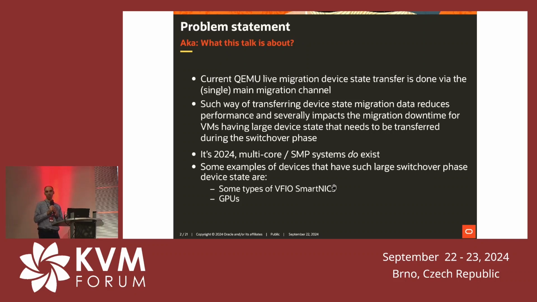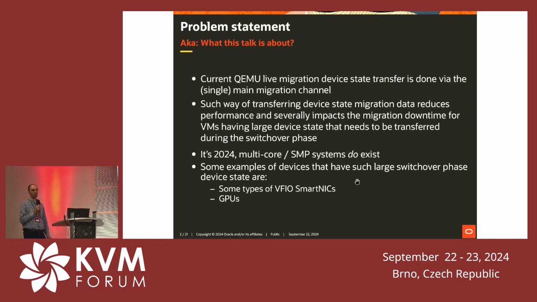So using a single channel in 2024 is not very good, because you obviously have multi-core SMP systems, and a single channel usually uses only one core, one CPU. Whether this is a theoretical problem or a practical one: there are devices which have very large device state. Normally, with emulated QEMU devices, their device state is really tiny, so their transfer time is not really a big issue. But for some devices, this is really a major issue.